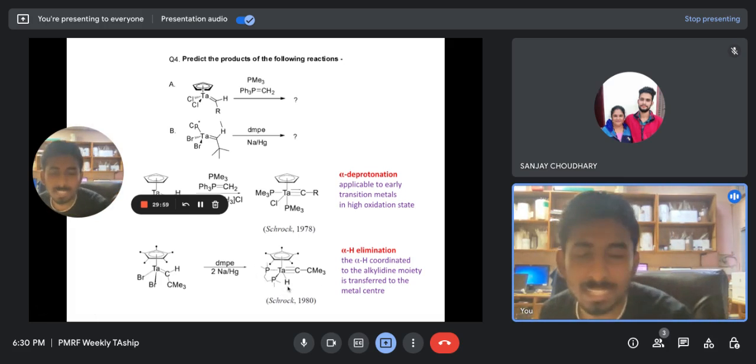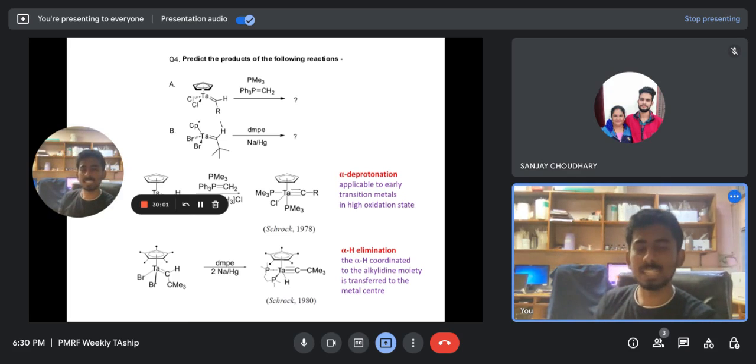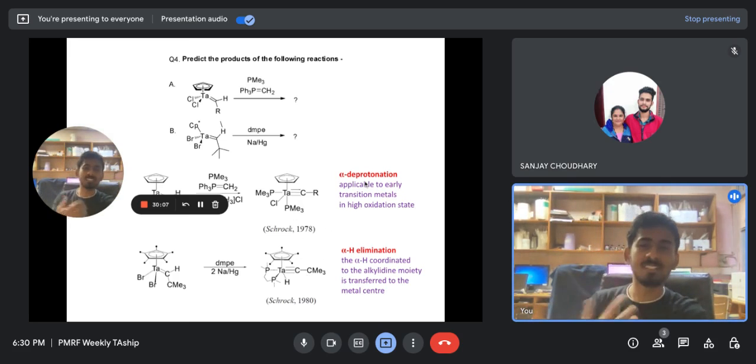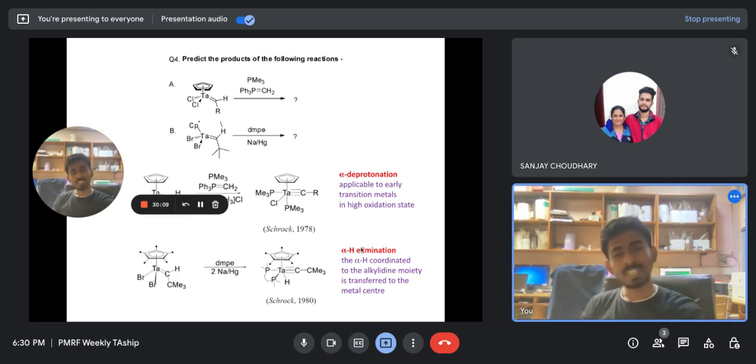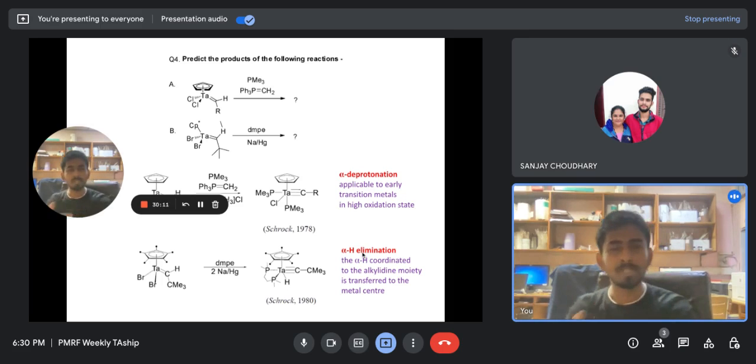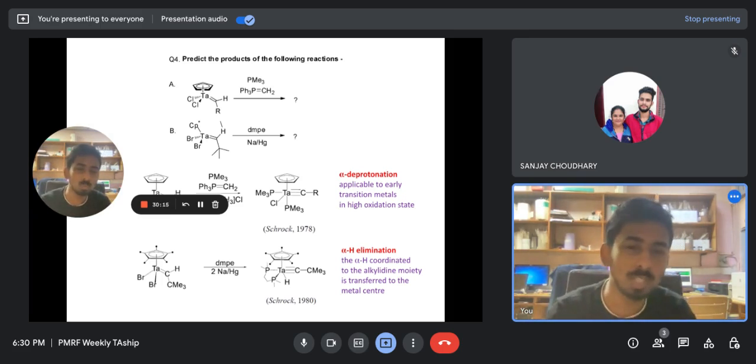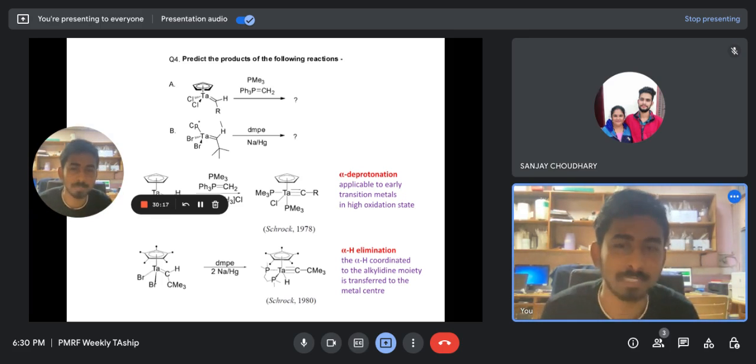So now it is also prepared by Schrock in 1980, and both these complexes are actually Schrock carbyne complexes. So in the first case, the alpha deprotonation takes place. In the second case, the alpha hydrogen elimination and shifting to the adjacent metal atom takes place.